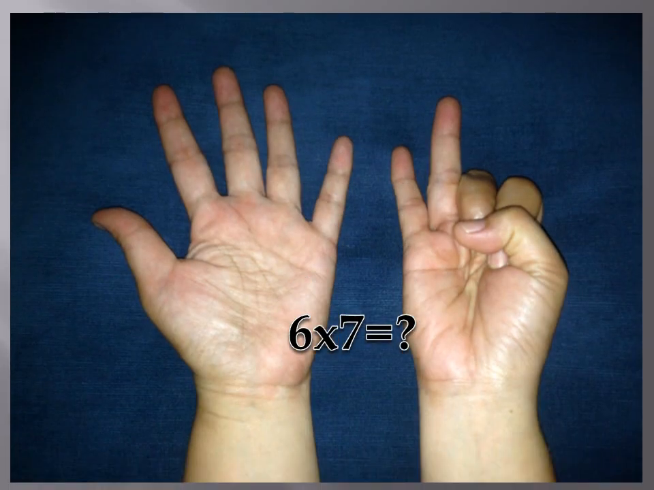And then for the third example, we have 6 times 7. What is then the product of 6 and 7? In order to do that, we have to prepare 7 fingers and we need to show these 7 fingers. And now that we already have the 7 fingers, we can now start the solution process or the counting process.